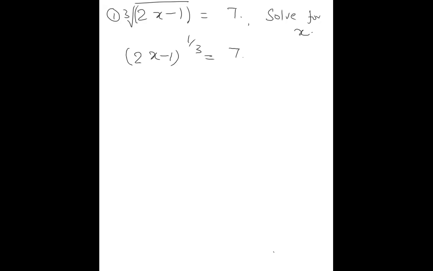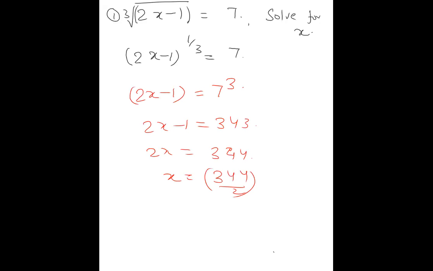By solving this, first what do we have to do? Cube both sides. So I'm getting 2x minus 1 is equal to 7 cube. So 2x minus 1 is equal to 343, and 2x is equal to 344. x is equal to 344 by 2. x is 172.